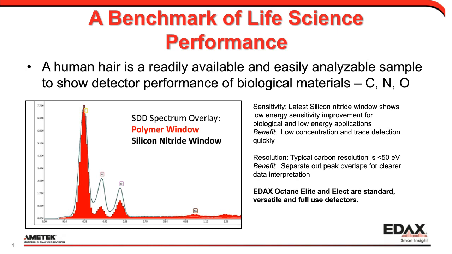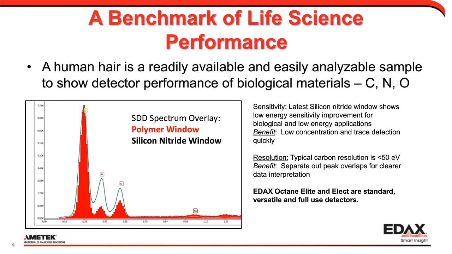And the reason for that is because the silicon nitride window is about 7 times thinner than the polymer window, and so there is very little interaction between the X-ray and the silicon nitride window, so we don't get some of those artifacts that we used to get as well. So sensitivity is important because it allows us to detect low concentrations of material and also trace detections, and we could do it more quickly as well.